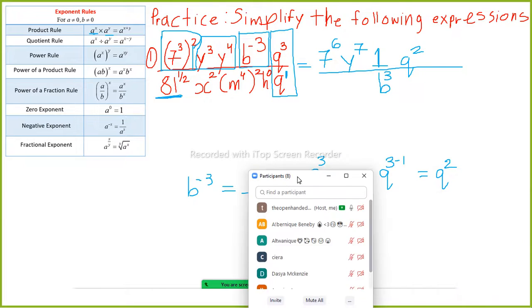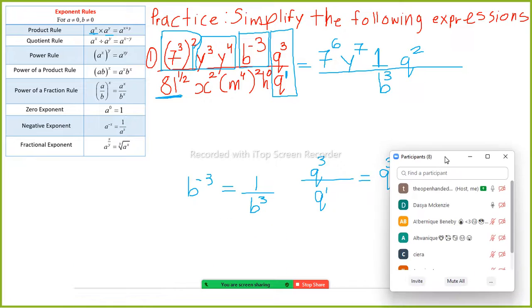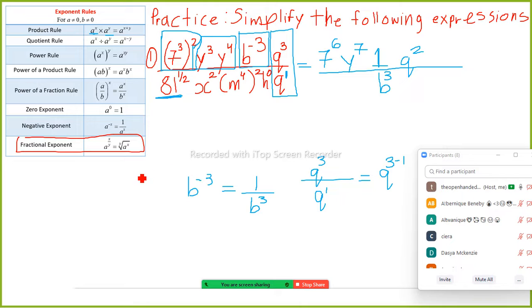What rule can I use for 81 to the power of a half? Fractional exponent rule. Very good. So that's this one. So 81 to the power of a half is going to be what? Sierra, what is that going to be? 81 to the power of a half.